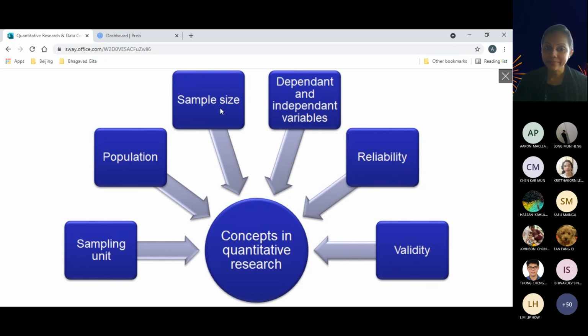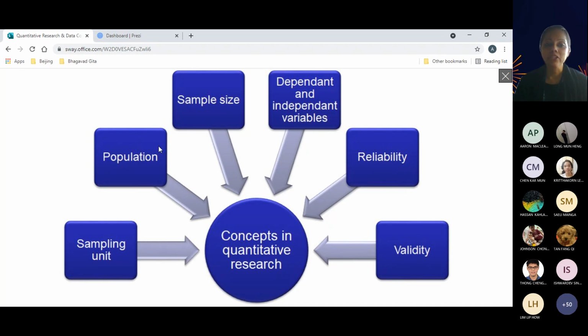Ming Pai. Yes, guys, Miss, you know Mandarin? Ming Pai means understand or not. Okay. So population means the participants in the research. Sample size means how many participants.